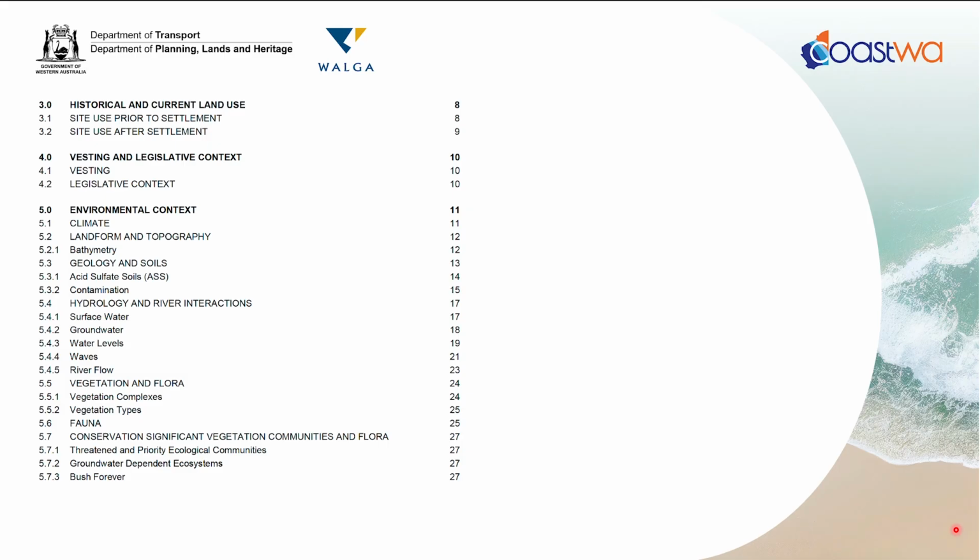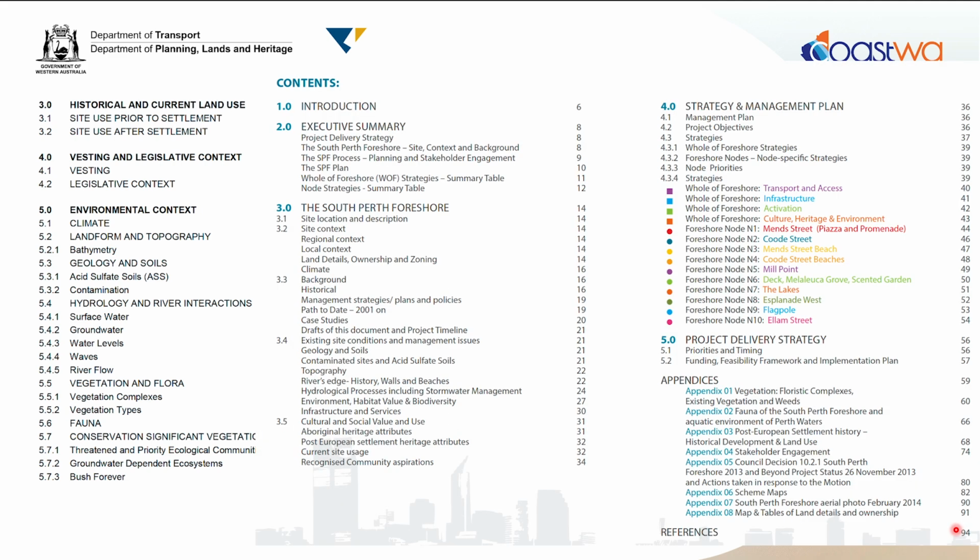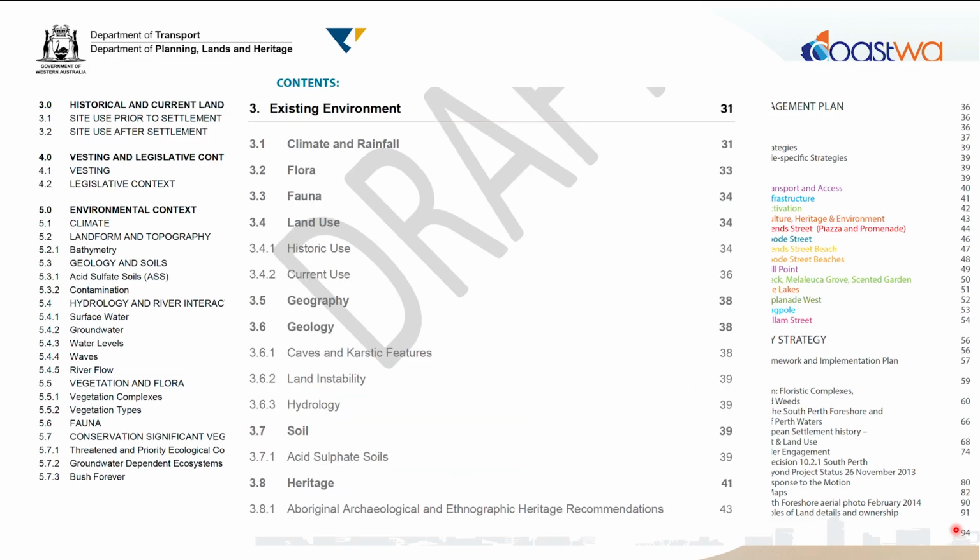And here's just 3 separate contents pages from 3 separate documents. You can see the consistency, words like flora, fauna, geology, soil, etc. And the second example, if you look through that, you can see the same types of language. And this last one, again, you can see the same types of language.